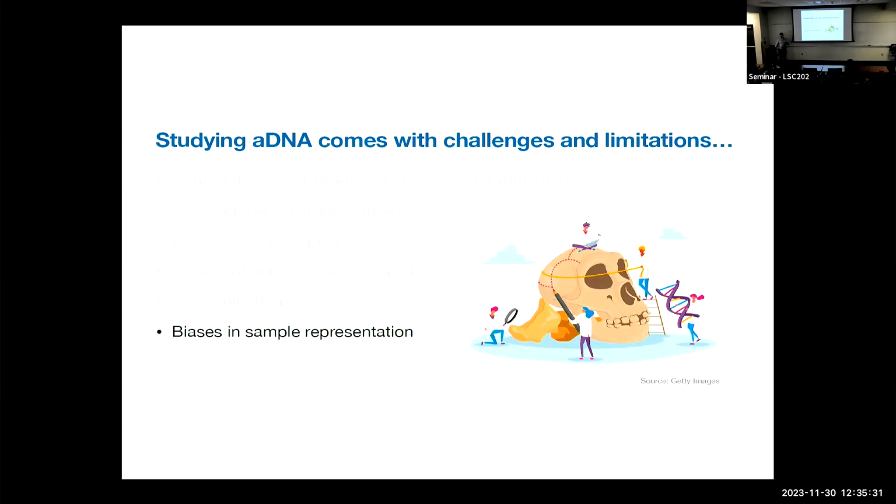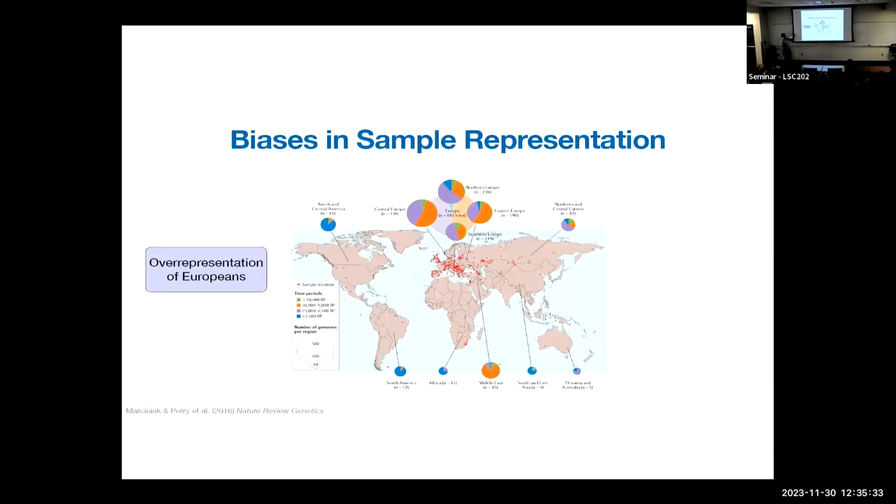Before moving on, I just want to say one more thing that ties to my research, which is this bias in sample representation. One thing that we saw is that in ancient DNA and modern DNA, we have overrepresentation of Europeans. So this is another figure, but it shows the same thing, now on the map. You see all those red dots, they are European, and then we see very few outside. This is 2016, it has changed a little bit, but it's still very concentrated there.